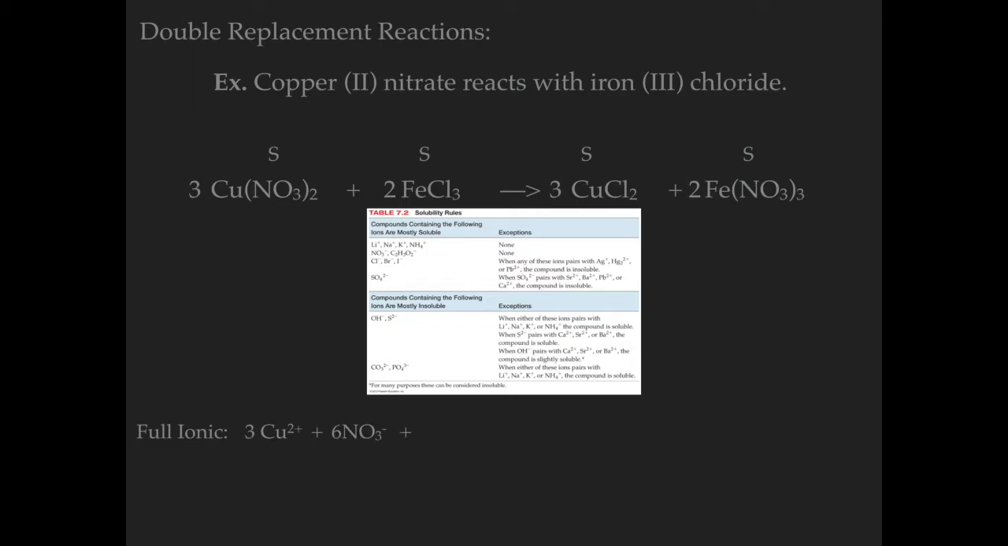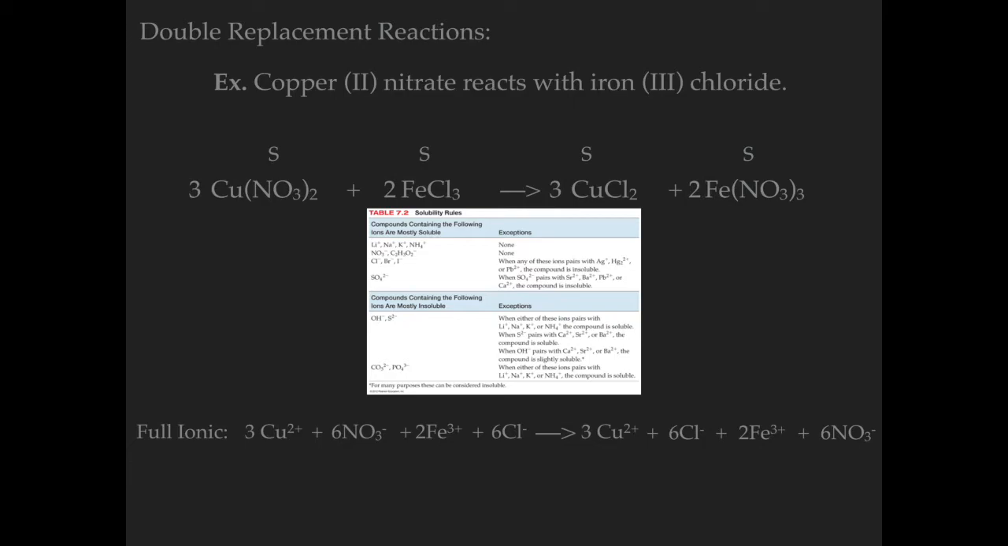Okay? And, well, iron chloride is going to break apart as well, so I'm going to have 2 iron 3+ ions and 6 chloride ions. Okay? That's going to produce, well, copper chloride is soluble as well, so 3 copper ions and 6 chloride ions. And then the iron nitrate is soluble as well, so I'm going to have 2 iron ions and 6 nitrate ions. Now, that's my full ionic.